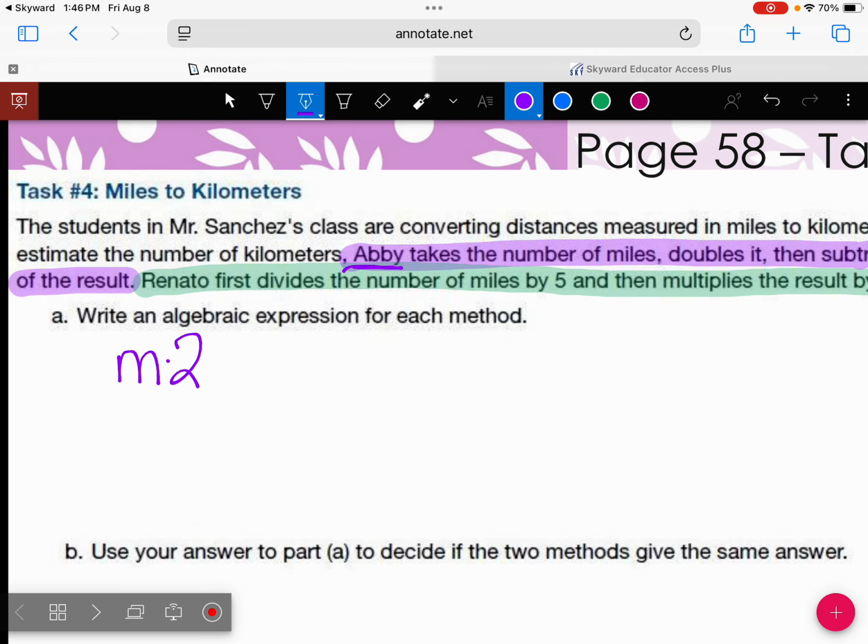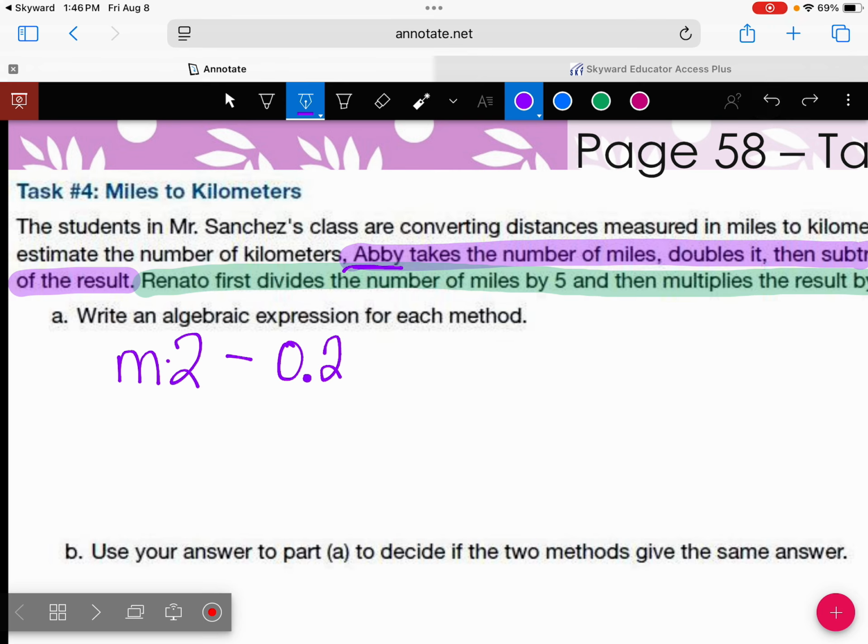And then she's going to subtract, you know what that means, subtract 20% of the result. Whoa, weird way to say something. So 20%, also known as 0.20. So we've got 0.20, and if you want to put it as 0.20, that's totally fine. If you want to put it as 0.2, it means the same thing.